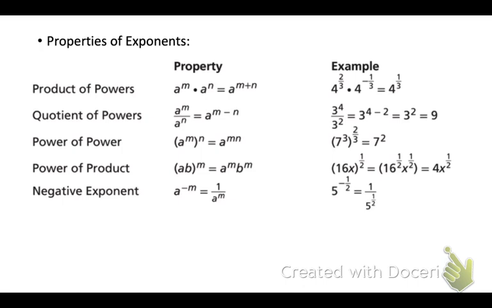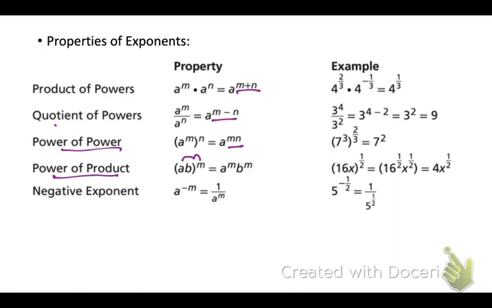So, power, when you take a power times a power, you do what with them? Add them. When you do a quotient, you subtract. Power to a power, you multiply. Power of a product, you distribute it over the product. Yes? And a negative exponent does what? Reciprocates. If you want to write them, that's fine.